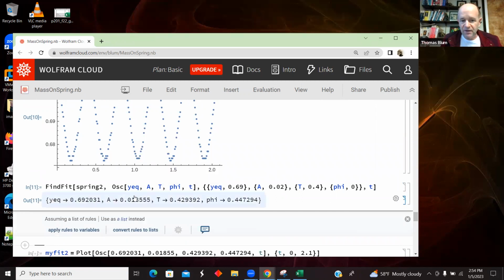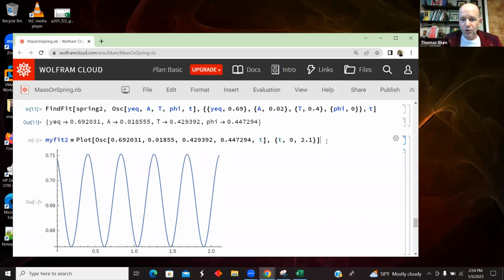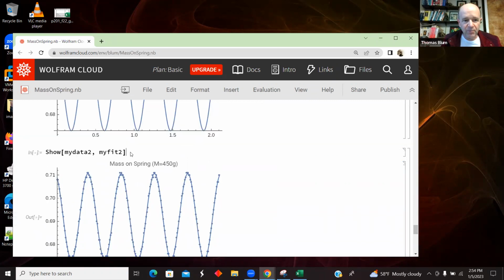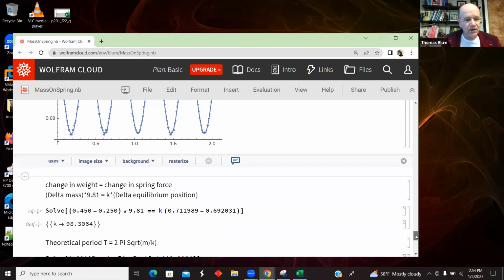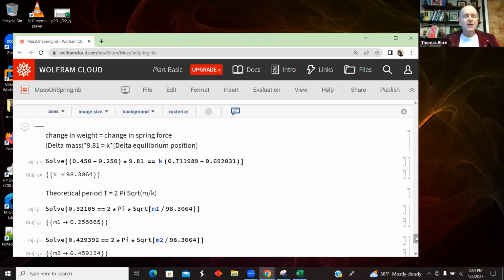And then it gives me these values. And I'm going to plot that function with those parameters and then combine the data for spring 2 and the fit for spring 2. And we see that it is pretty good. Okay, now we'll just do a little bit more playing around, getting comfortable with Mathematica.